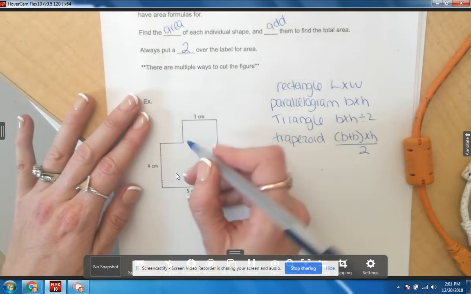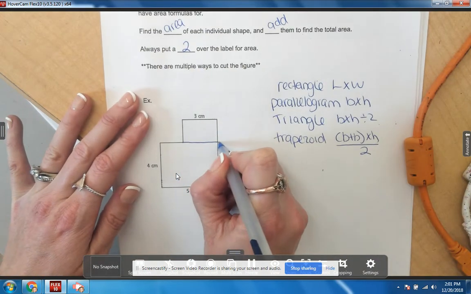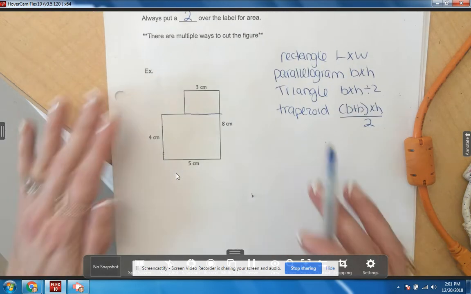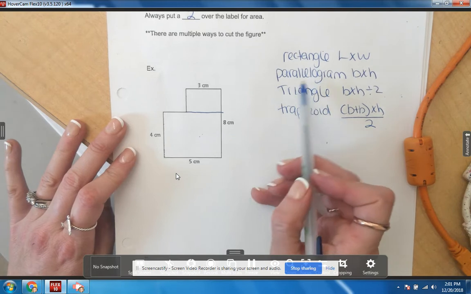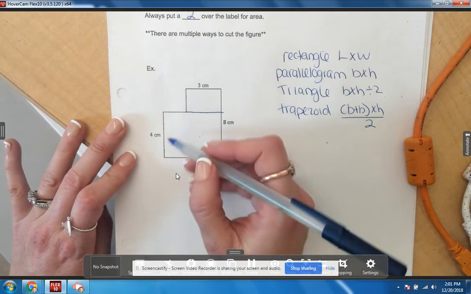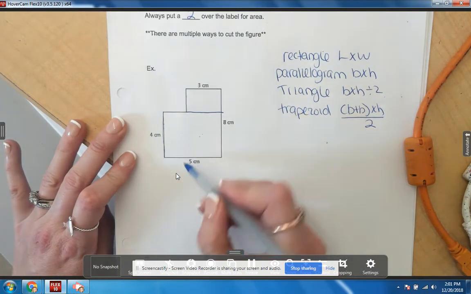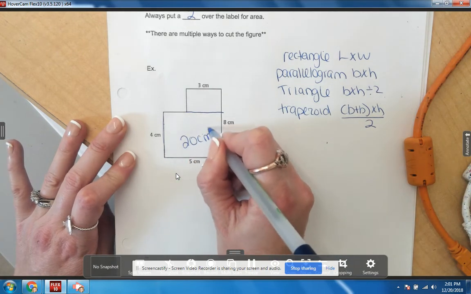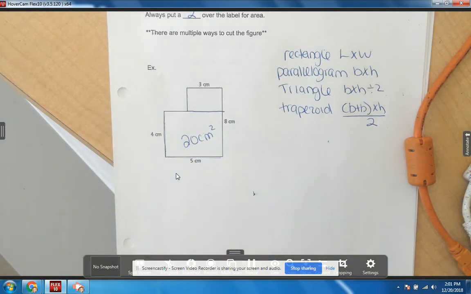So for this one, for example, I'm going to draw a line here and split this into 2 rectangles. Now I need to find the area of the individual ones. And this is where it's kind of like a puzzle, and you'll see what I mean when I start doing this one. So I'm going to find the area for the bottom one first. It's a rectangle. The formula is length times width. So I have a length of 4. I have a width of 5. So 4 times 5 is 20. So that is the area of my big rectangle.